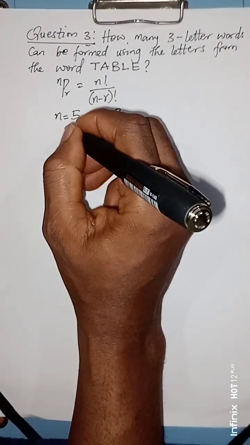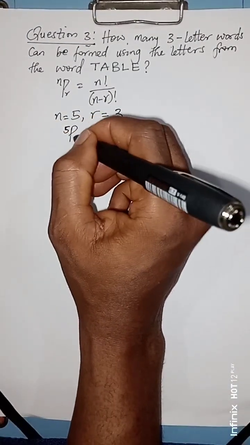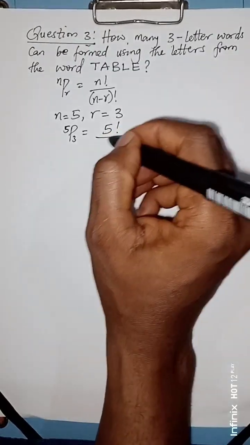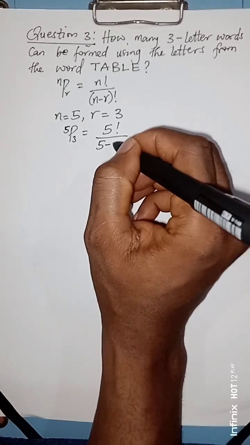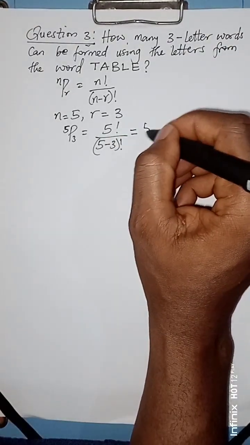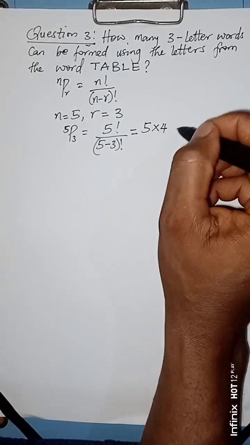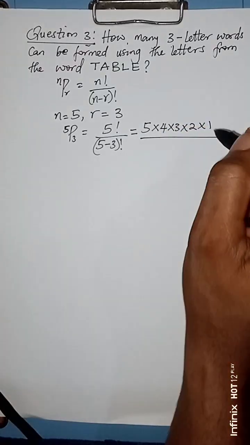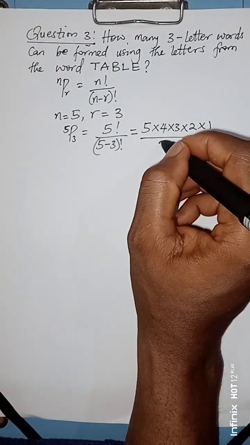So this will be 5P3, which is 5 factorial divided by (5 minus 3) factorial. And this will give you 5 multiplied by 4 multiplied by 3 multiplied by 2 multiplied by 1, divided by 2 factorial.